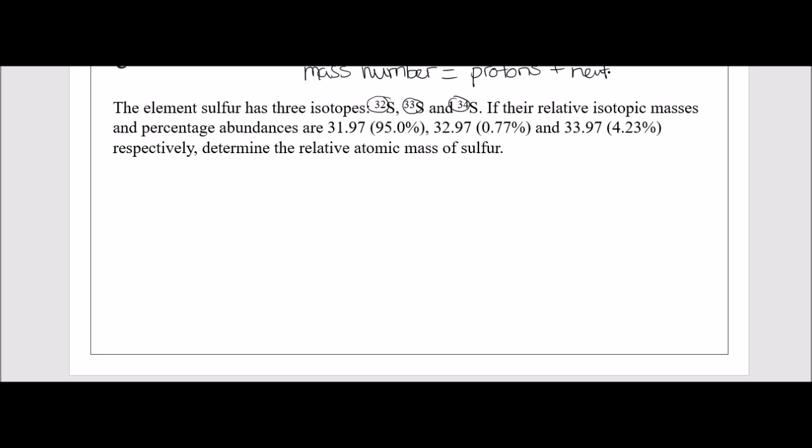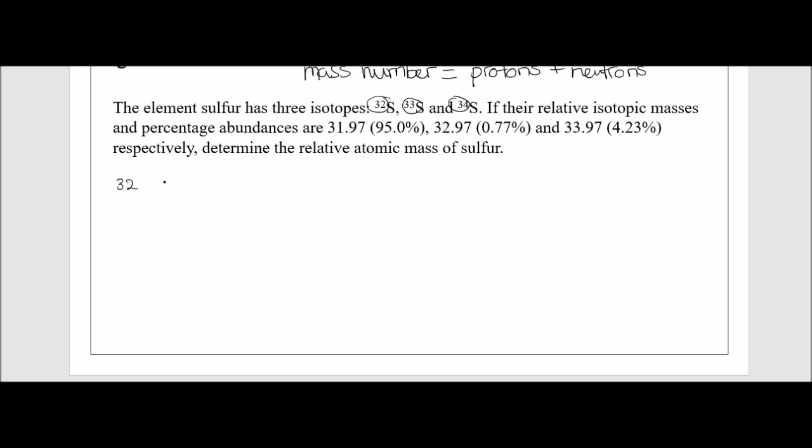But the actual mass of the atom may be slightly different because the masses of each proton and each neutron are not exactly one. So that's why when you determine the relative mass of these atoms compared to carbon 12, they have their decimal places. So you are given the relative isotopic masses. So I'm just going to do a little summary here.